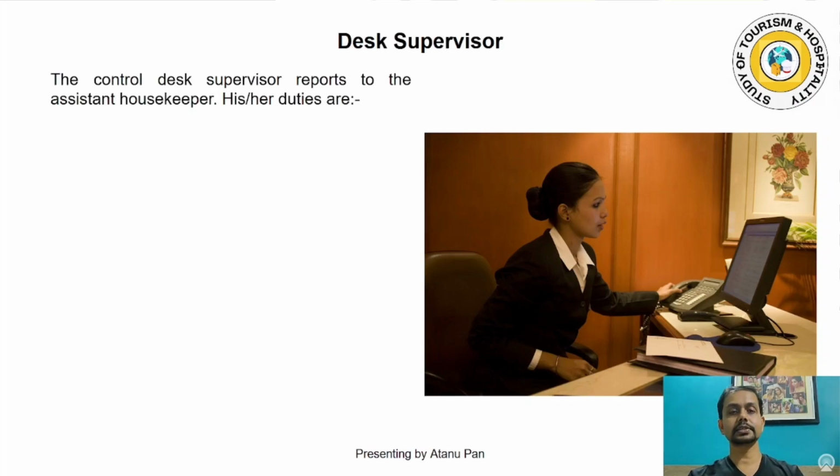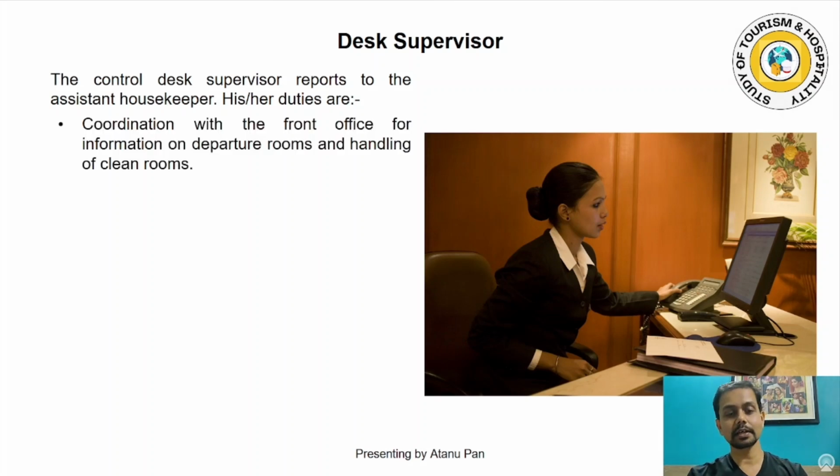Next comes the desk supervisor. This is a very crucial work. The desk control supervisor reports to the assistant housekeeper. All right. Basically, all the communication is maintained by this desk control supervisor. Okay, coordinates with front office for informing on departure rooms and handling of cleaning rooms. If any guest is checking out, checking the mini bar, whatever the mini bar bill, or any laundry bill, all these types of things are recorded by this desk supervisor and informed to the front office so that they can add on in their invoice, in their bill.